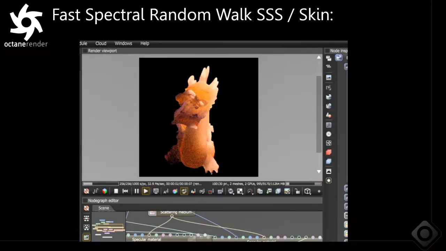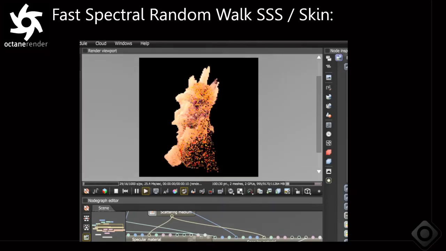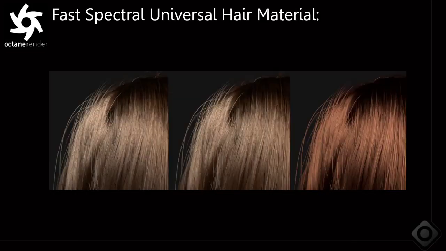And it is spectral. All of Octane is spectral, which does give you higher quality when you're dealing with materials that bend light in different spectrums. And certainly when you're doing any kind of design work related to jewelry or metals, that's really important. It's also important for things like hair as well.